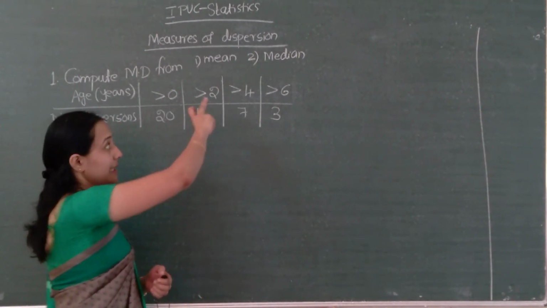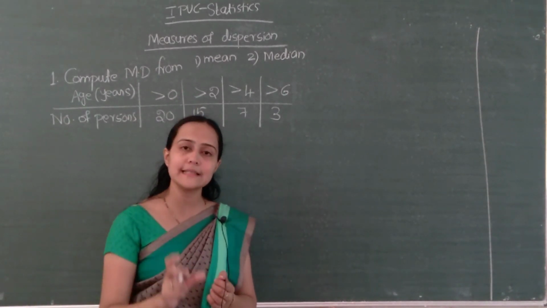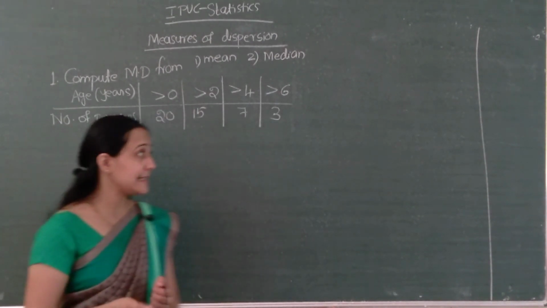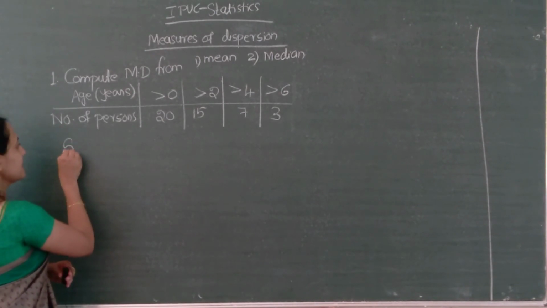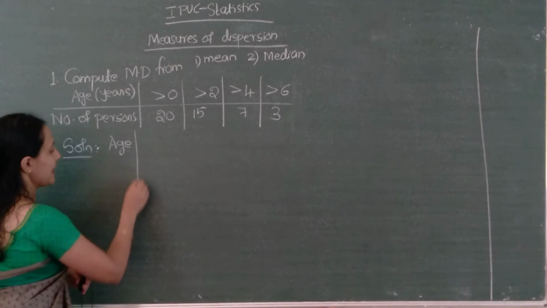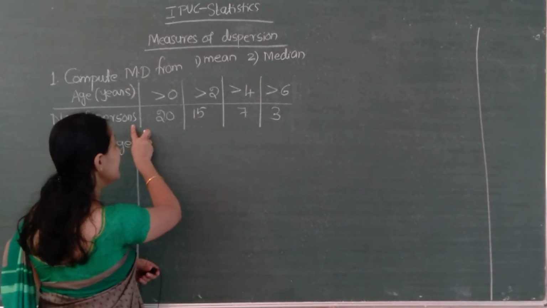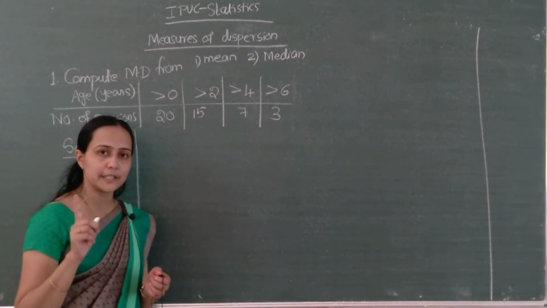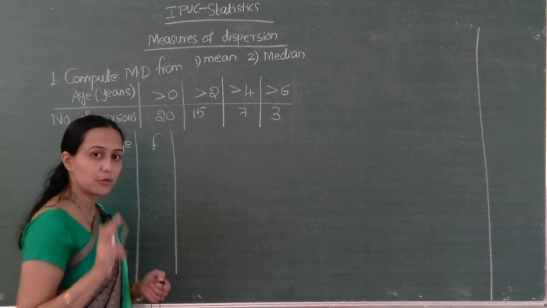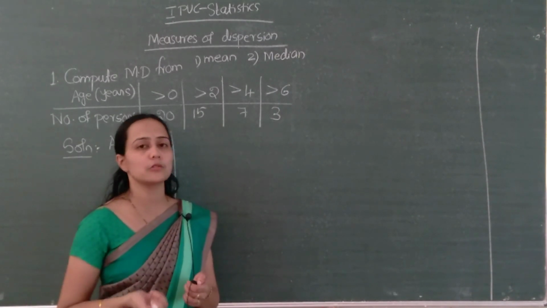If such a problem is there, first we have to convert it into class intervals and frequencies. Next we have to compute the problem, isn't it? So take this one itself as a solution. Age is actually the class interval. The number of persons is actually the more than cumulative frequency here, but I have to convert this into class interval and frequency, then only we can do the problem.